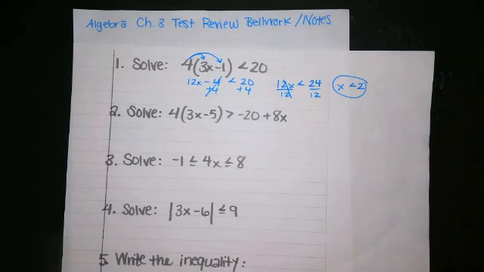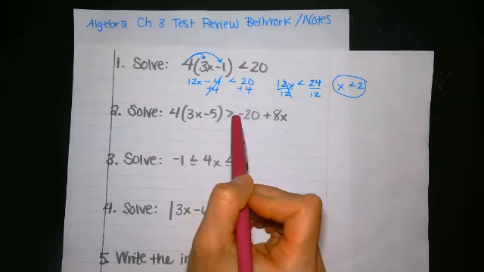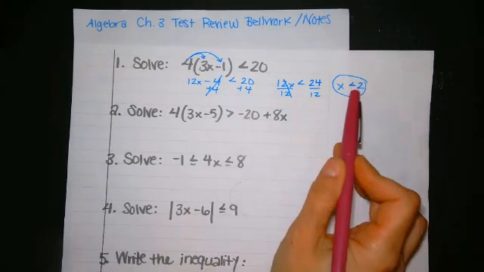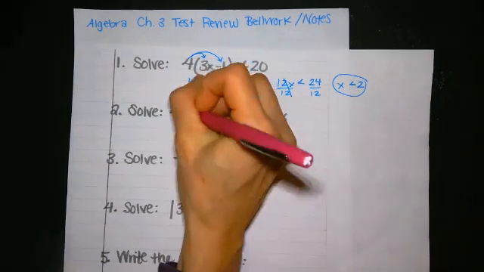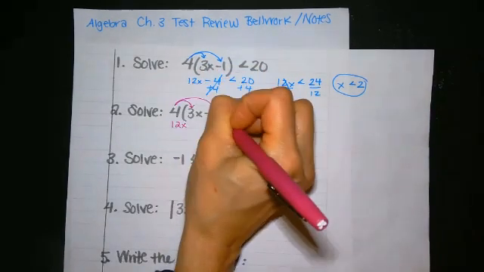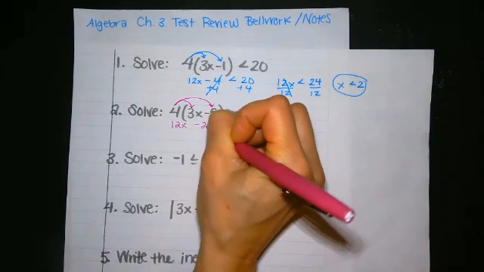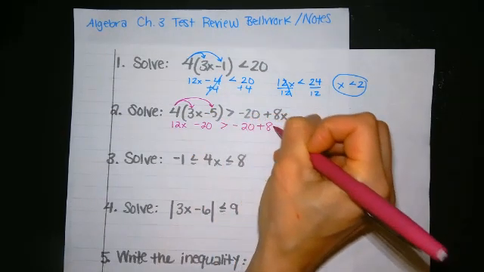So the next one gets a little more complicated. Still an inequality again, right? So make sure if you have an inequality in your problem, in your answer, you must use an inequality, okay? If you use an equal sign, it's automatically incorrect. Okay, again, we have to start by distributing. So 4 times 3x gives us 12x again. 4 times negative 5 is negative 20, and that is greater than negative 20 plus 8x.